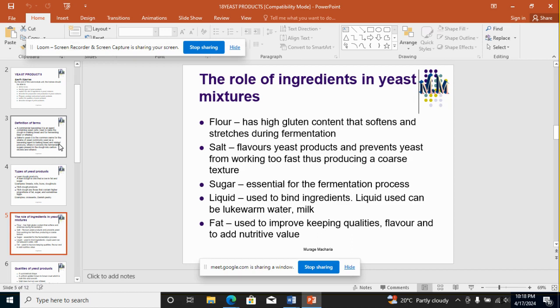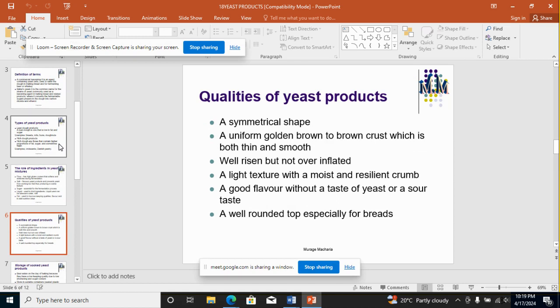Then we have sugar. It helps in the fermentation process, and also it sweetens the yeast product. We also have liquid. Liquid is used to bind ingredients so that we can get the texture of the dough that we want. And when we are using liquid, it should be lukewarm, either water or milk. Then we have fat, which is used to improve keeping qualities and flavor, and it also adds nutritive value to the dough, to the product.